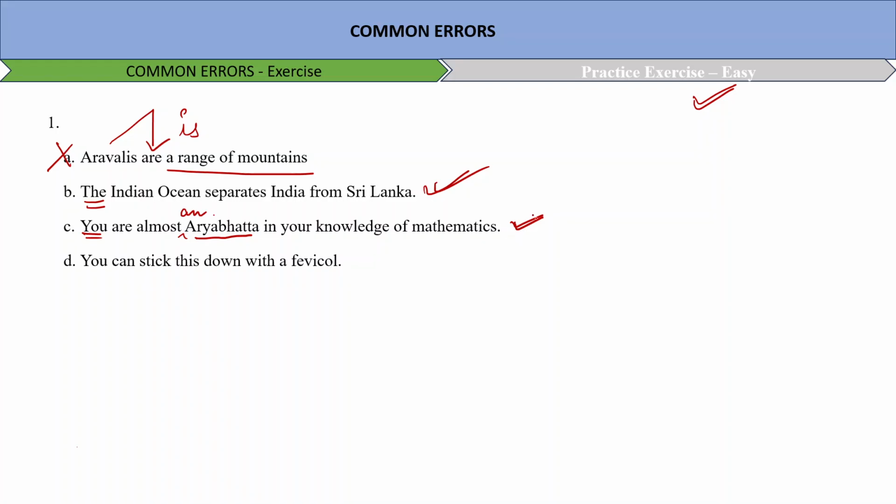This was inappropriate. You can stick this down with a Fevicol. You can stick this down with Fevicol is appropriate. Fevicol is a material. We don't use article with material now. Inappropriate. Okay. So the correct answer is sentence B.